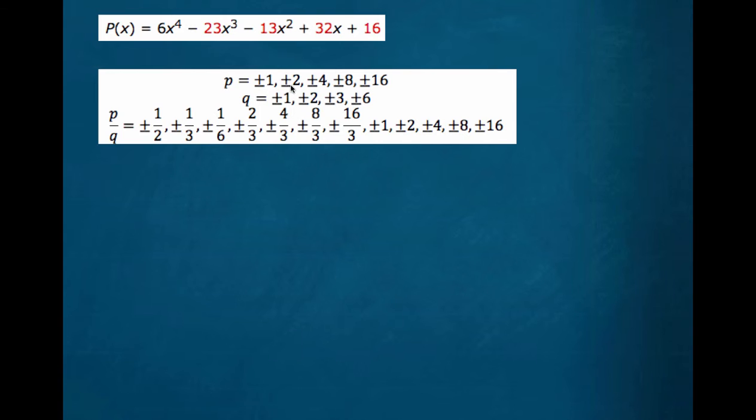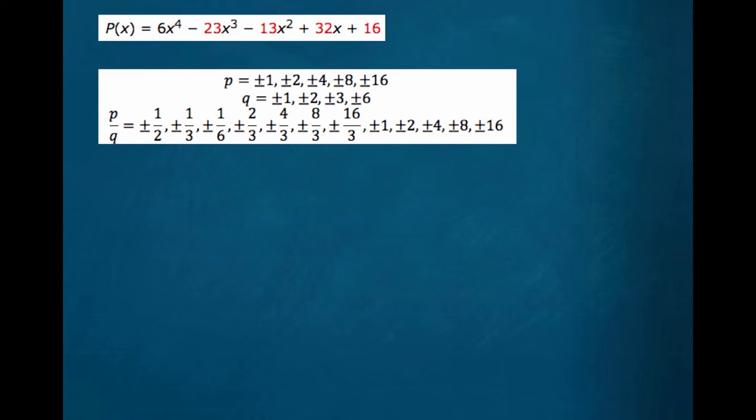We'd have plus or minus 1, plus or minus 2, plus or minus 4, plus or minus 8, plus or minus 16. And then we would need to find all of the possible factors for the leading coefficient 6, which would be plus or minus 1, plus or minus 2, plus or minus 3, and plus or minus 6.